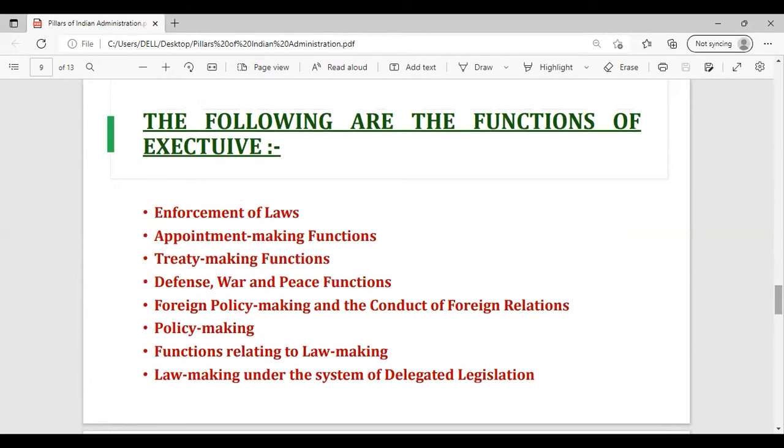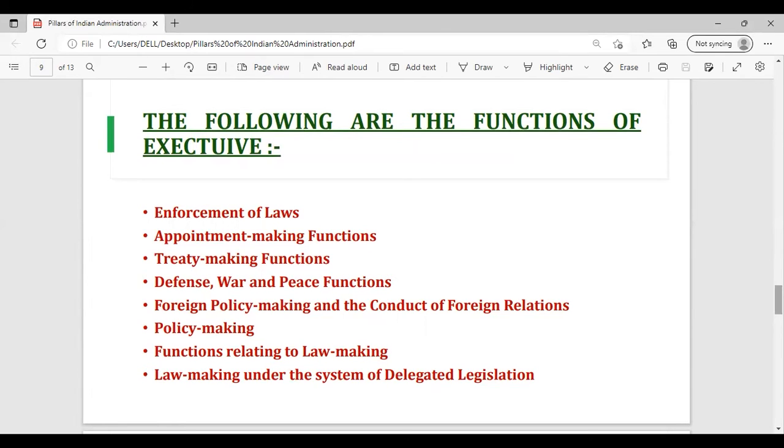The following are the functions of the executive: enforcement of laws. The primary function, the main function of the executive is enforcement of law. Enforcement means execution of law. Then the second function, appointment making functions.